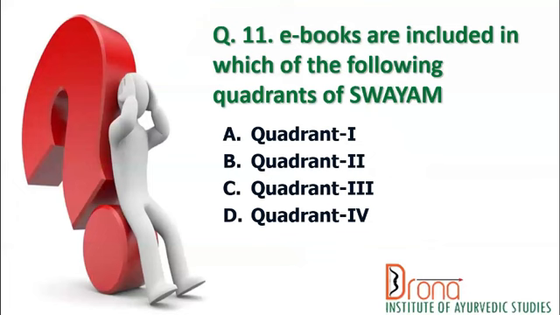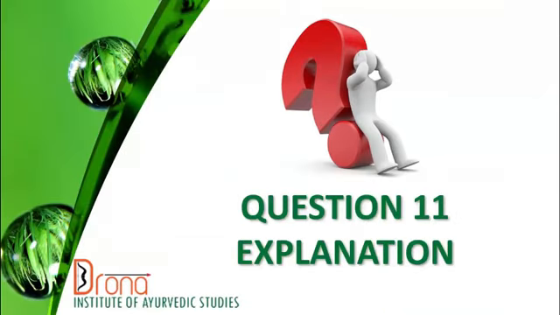Question number 11. E-books are included in which of the following quadrants of SWAYAM? The options are A, quadrant 1; B, quadrant 2; C, quadrant 3; D, quadrant 4. The correct answer is option B, quadrant 2.